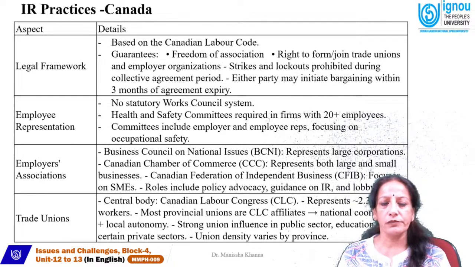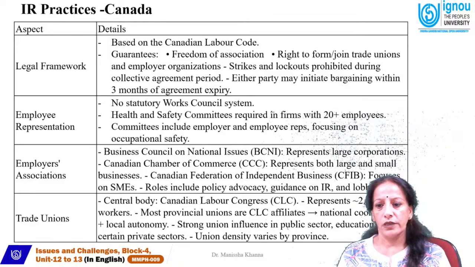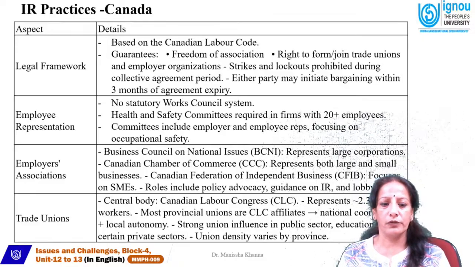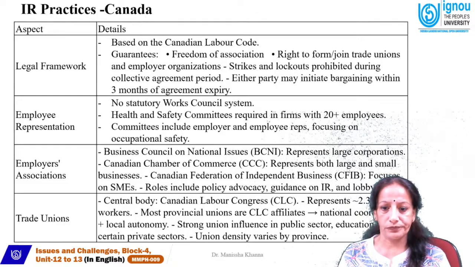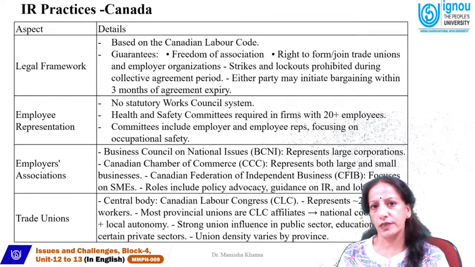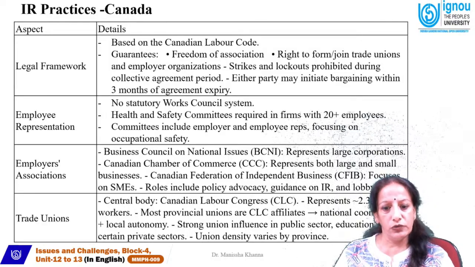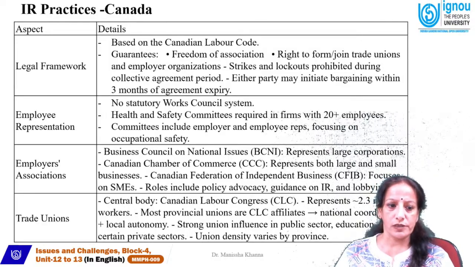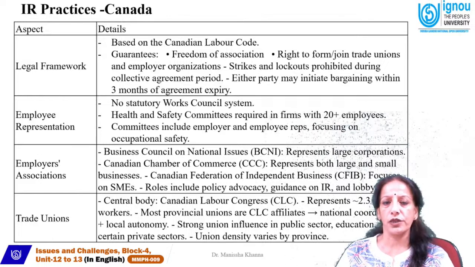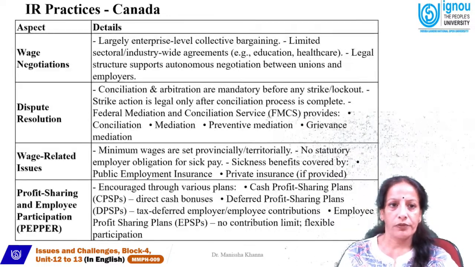For the trade unions, the central body, the Canadian Labour Congress, represents 2.3 million workers. Most provincial unions are CLC affiliates. There is national coordination plus local autonomy. There is strong union influence in the public sector, education, and certain private sectors. The union density varies by province. That depends on the locations, that depends on the areas.